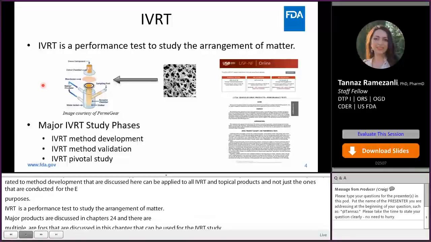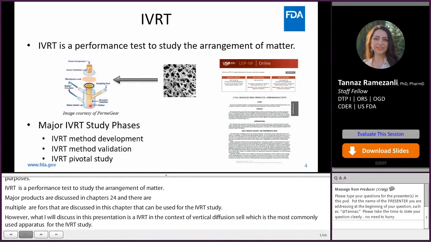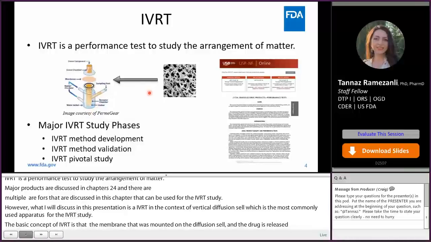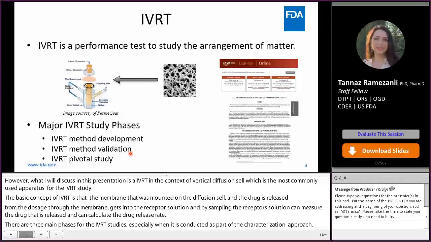The basic concept of IVRT is that the dosage form is applied on the membrane that was mounted on diffusion cell, and the drug is released from the dosage form through the membrane, gets into the receptor solution, and by sampling the receptor solution, we can measure the drug that is released and calculate the drug release rate. There are three main phases for the IVRT study, especially when it's conducted as part of a characterization-based approach. The first phase is IVRT method development, next is IVRT method validation, and last is the IVRT pivotal study to compare the release rate of the test and reference product.